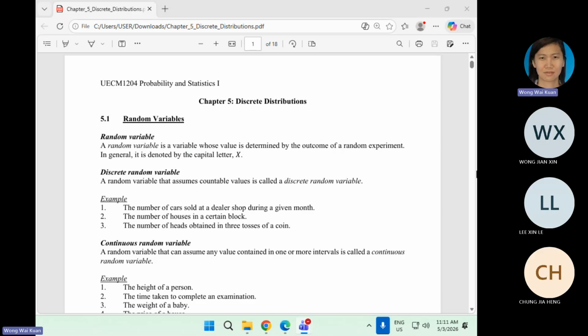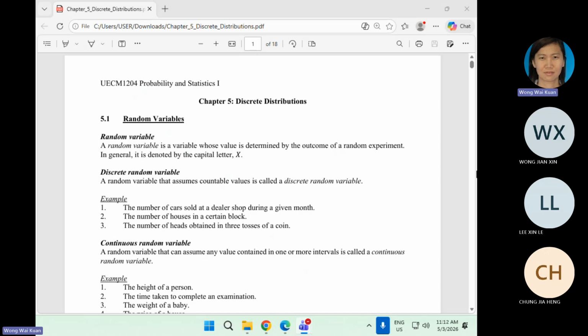Okay. So now, chapter 5 is on discrete distribution. So we look at the first word, which is a random variable. A random variable is defined as a variable whose value is determined by the outcome of a random experiment, and normally we use a capital letter X. Capital letter, not small letter. Capital letter is the random variable. Small letter is the observed value.